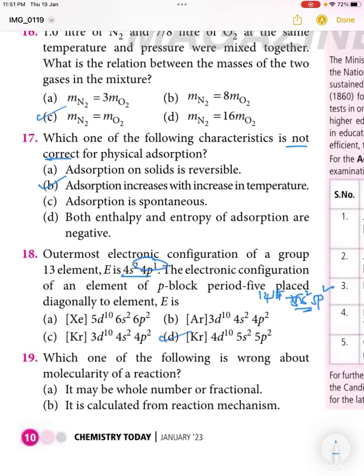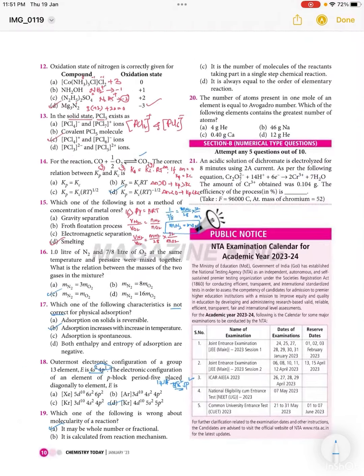Next, which of the following is wrong about molecularity of a reaction? Let us see. It may be a whole number or a fraction. This is the only wrong one, right? Because molecularity never equals a fraction, 0, or negative. It is always a whole number. So the remaining are all correct, that is B, C and D.